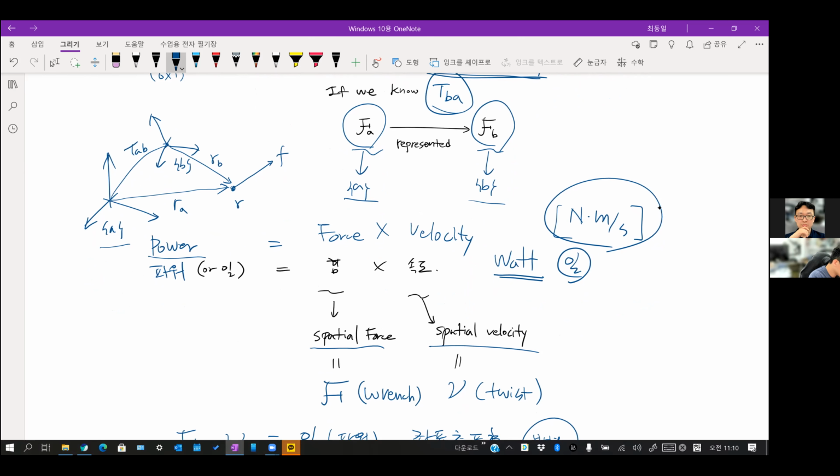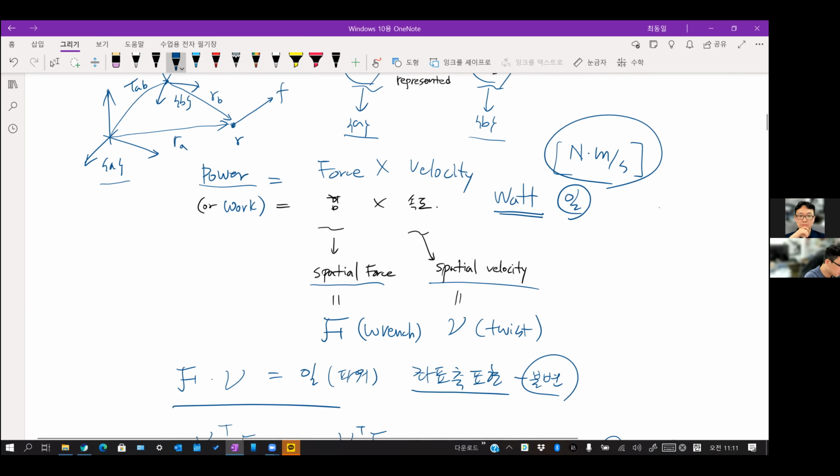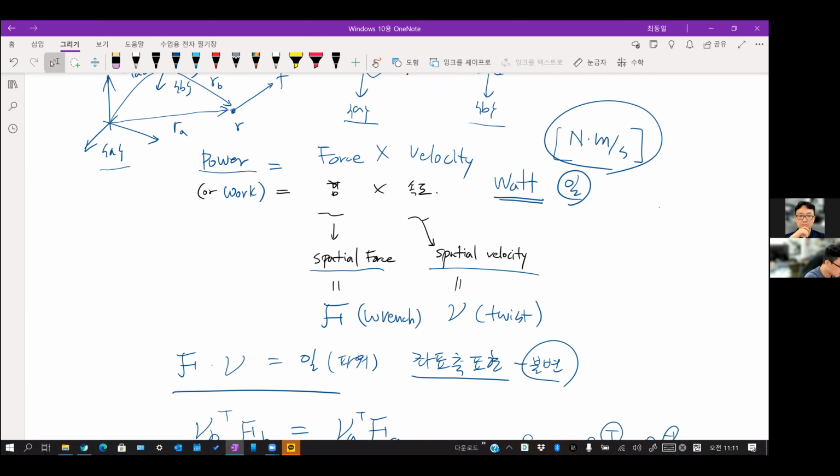But in the concept of power or work, the numerical quantity of power and work will be the same without depending on the A frame or B frame. So power or work or energy is not changed depending on the base frame. So we will use this kind of concept. The power can be calculated by spatial force multiplying spatial velocity.